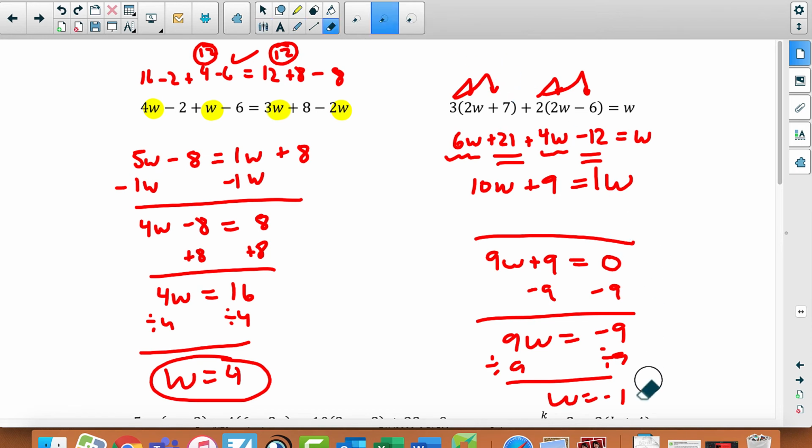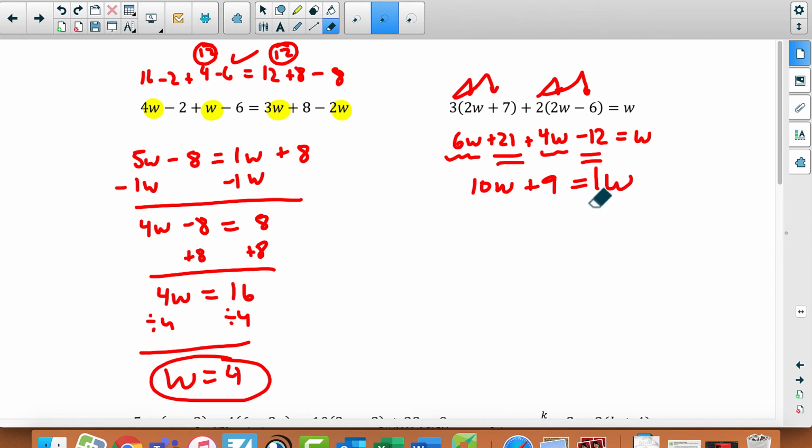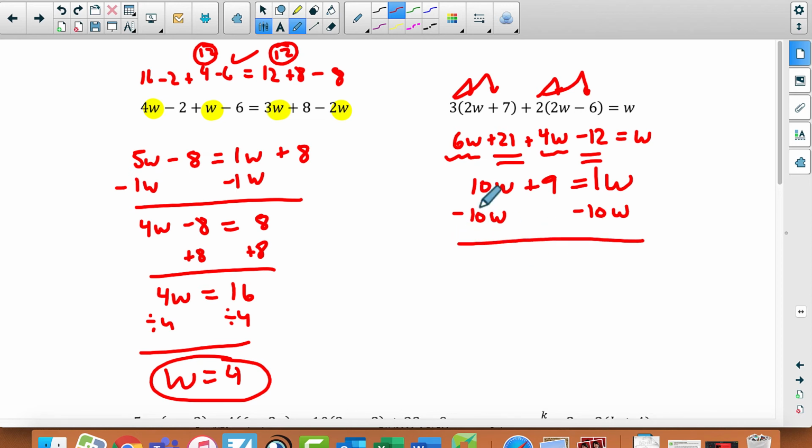But you can save a step if you get in this situation and you notice, uh-oh, if I subtract 1w here, I'm going to have nothing left. You can avoid that by subtracting 10w. This is the one case where you might want to subtract the bigger one. So that's gone. You now have 9 equals 1 take away 10.